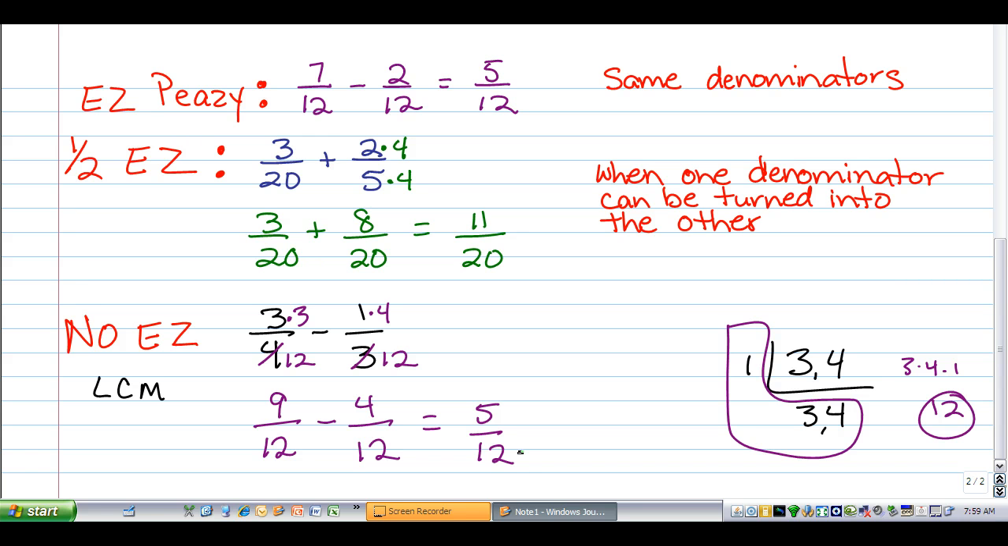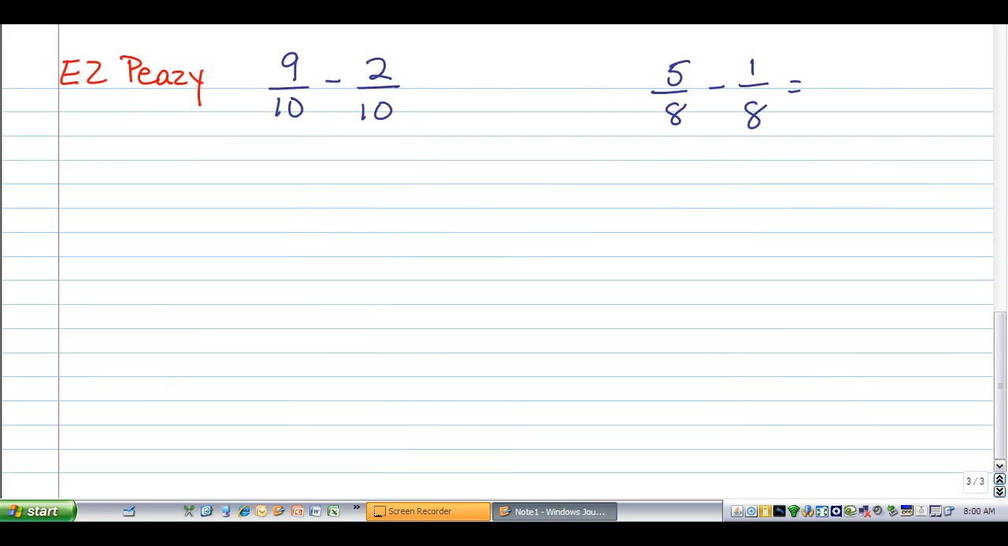Okay? Let's go over that again. All right, let's first take a look at the easy peasies. Go ahead and look at 9/10 minus 2/10. And what would that answer be? You can just do that right in your head. 7/10. What about 5/8 minus 1/8? What would that be? Do that right in your head. Did you get 4/8? And then take a look at that. What would that be in simplest form? One half.